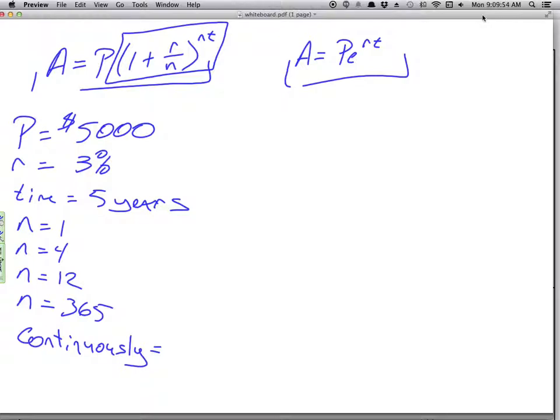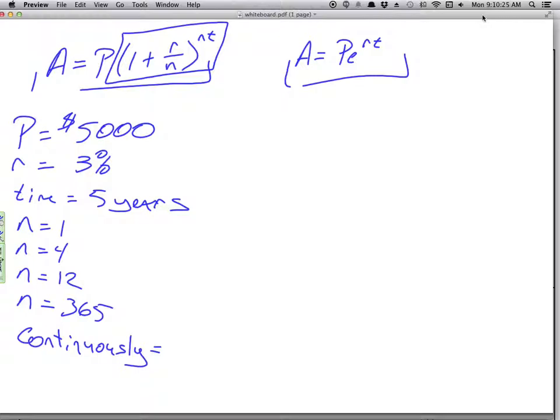Compounding is how many times a year am I actually figuring out how much interest I'm making and adding that to my principal. So if I'm compounding 1 time a year, that means 1 time a year I'm going to figure out how much interest I make and add that interest to my principal to get a new account balance. If I'm doing it 4 times a year, then I figure out interest 4 times throughout the year and add that amount to my account balance. And 12 times, 365 times, and then continuously.